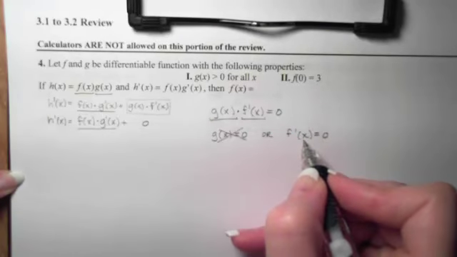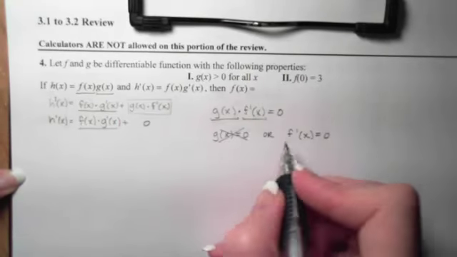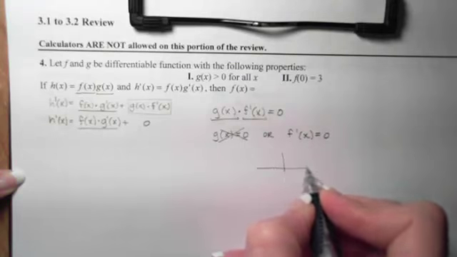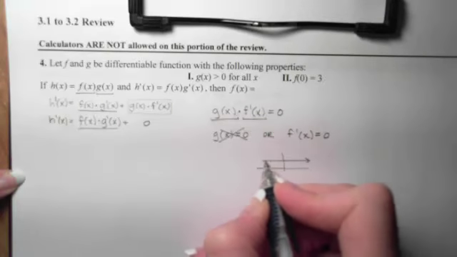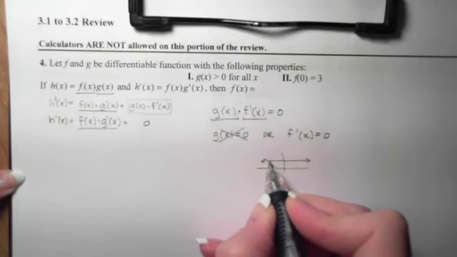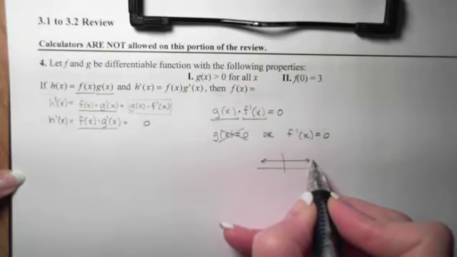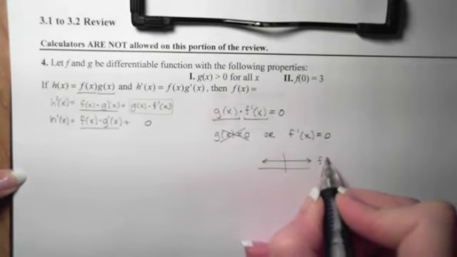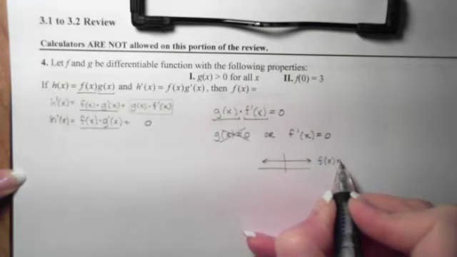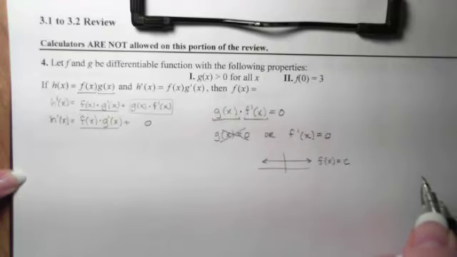So what kinds of functions have derivatives or tangent slopes that are always 0? Well, if you think about it, they are constant functions. Constant functions always have horizontal tangents that are equal to 0. So that means we can write that the original function f has to be some sort of constant.